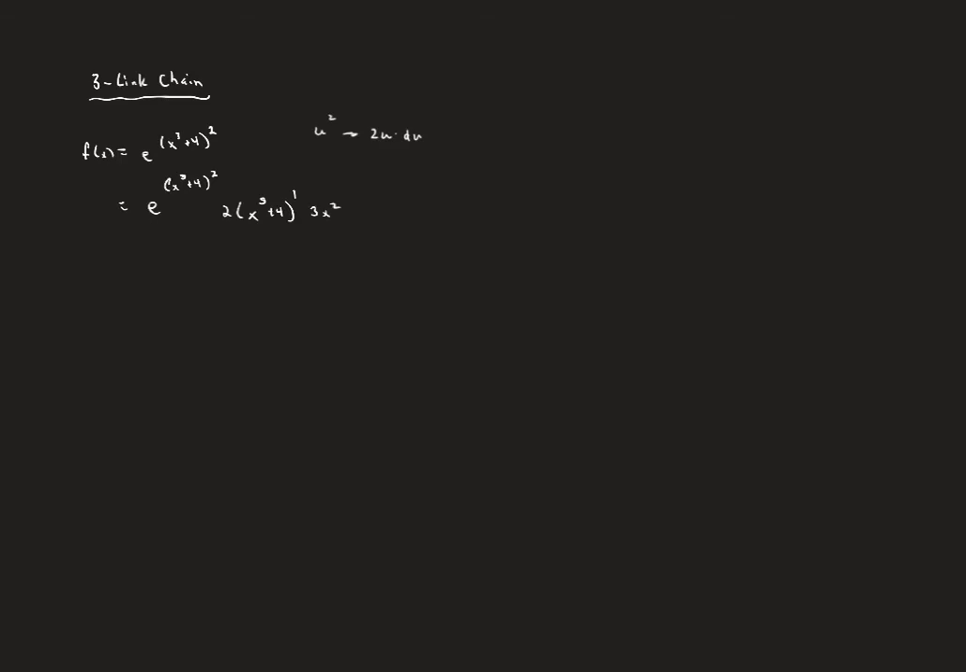Wild and crazy. We can combine these, and so that can be 6x^2 times (x^3 + 4)^1 times e to the (x^3 + 4)^2. Sorry. Okay? Crazy.